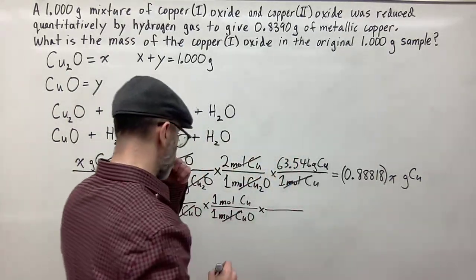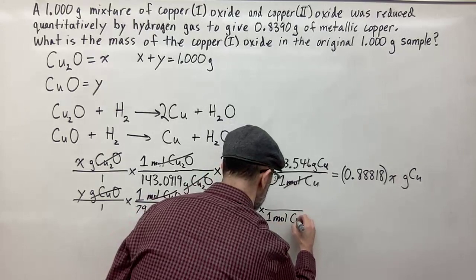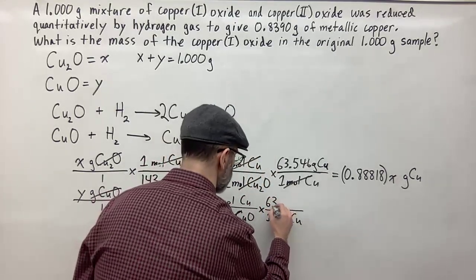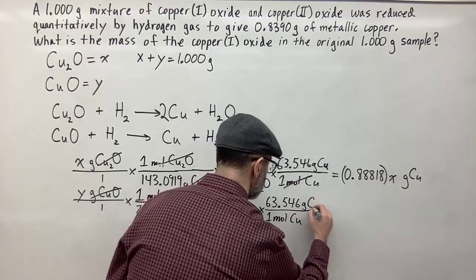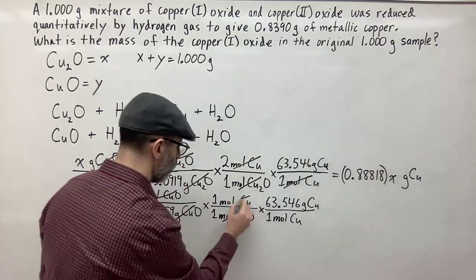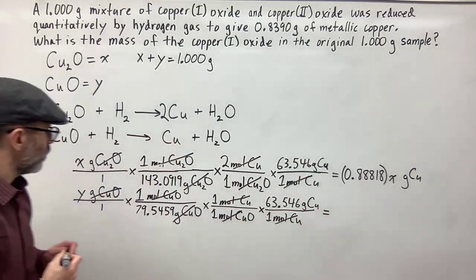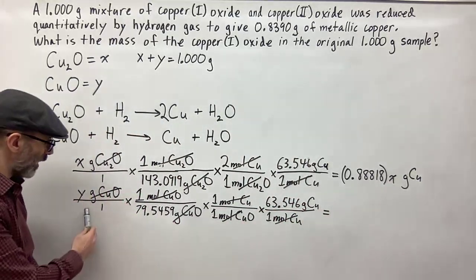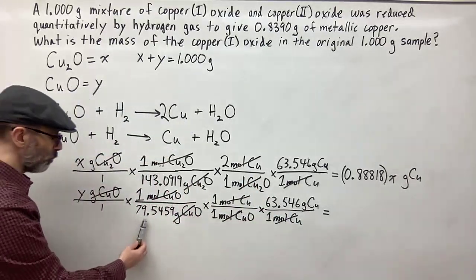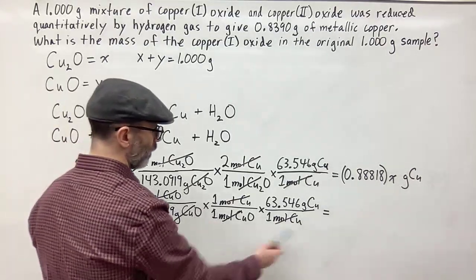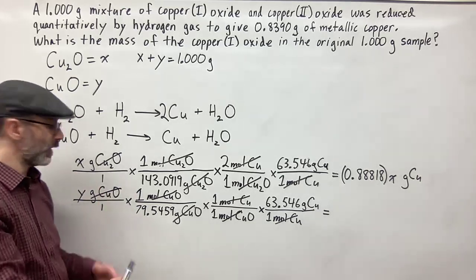So I'm going to use the molar mass again. Same here: 1 mole of copper over 63.546 grams of copper, so the moles of copper cancel out. Now, since I have grams of copper, all I need to do is multiply Y times 1 times 63.546 divided by 79.5459 divided by 1, right? So I multiply all this together and I end up with an amount of copper in terms of Y.